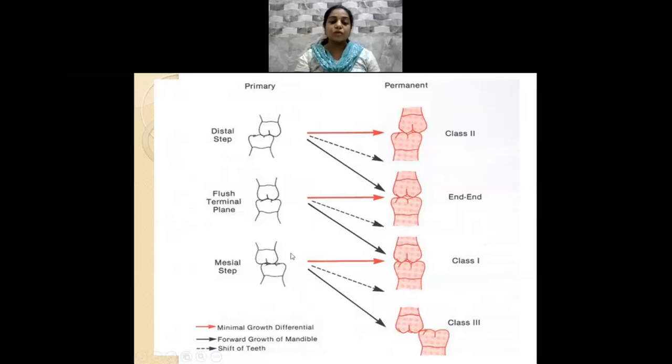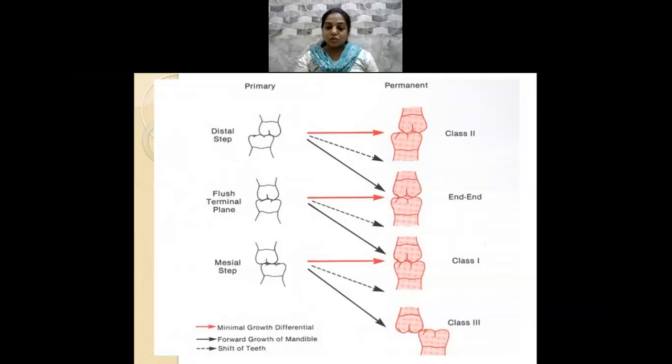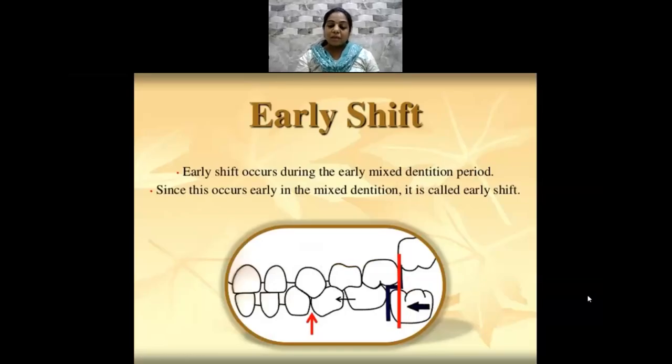But if there is utilization of spaces or continued forward growth of the mandible, then it can lead to class 1. Now, coming to mesial step, if the primary second deciduous molars are in mesial step, then the permanent first molar will erupt in class 1. If there is continuous utilization of space and continued growth of the mandible, this may lead to class 3. So, when permanent first molars erupt, they apply pressure on the deciduous molars, and this will lead to closure of space and also forward movement of this first permanent molar.